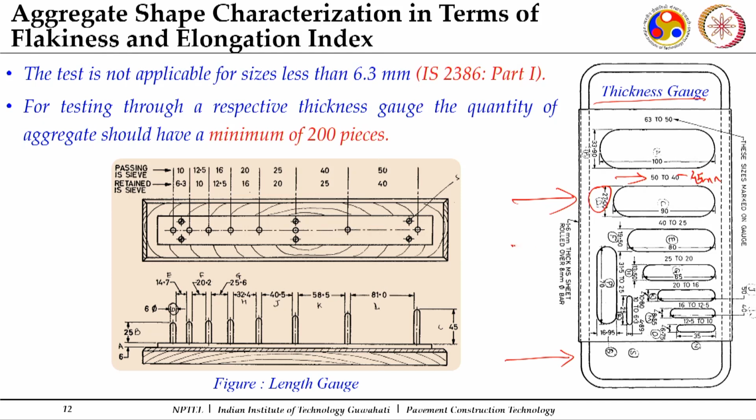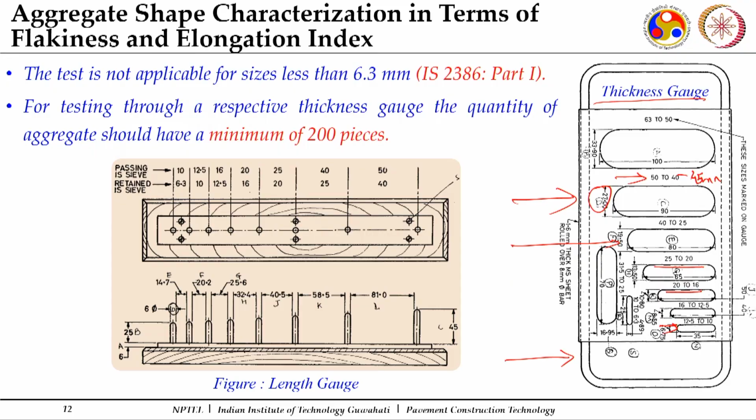So, I will at least go for one particular set of sieve sizes, here 50 to 40, or say 40 to 25, 25 to 20, 20 to 16, 16 to 12.5, 12.5 to 10. So, all different sizes are mentioned. Depending upon which sizes you are using in a particular course, you can work out the shape, whether the aggregate particle is flaky or not.